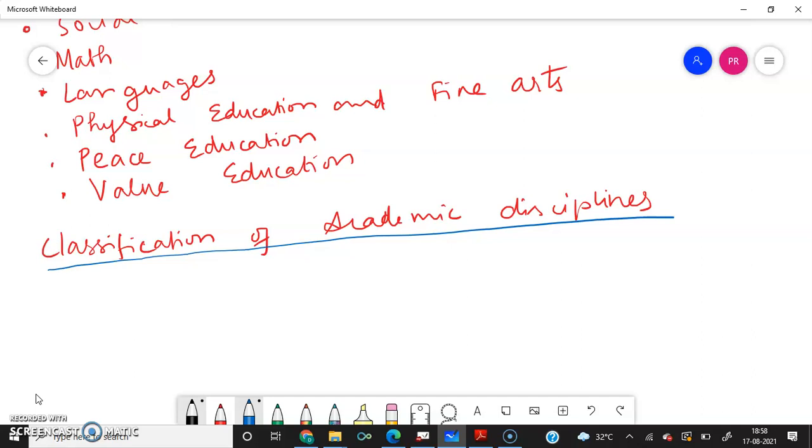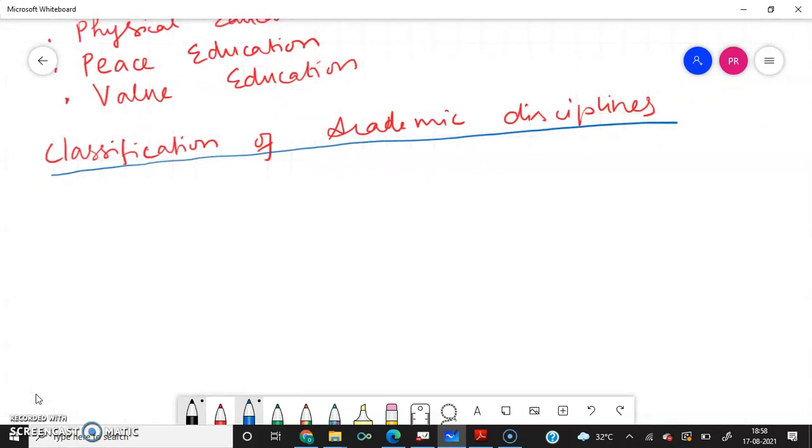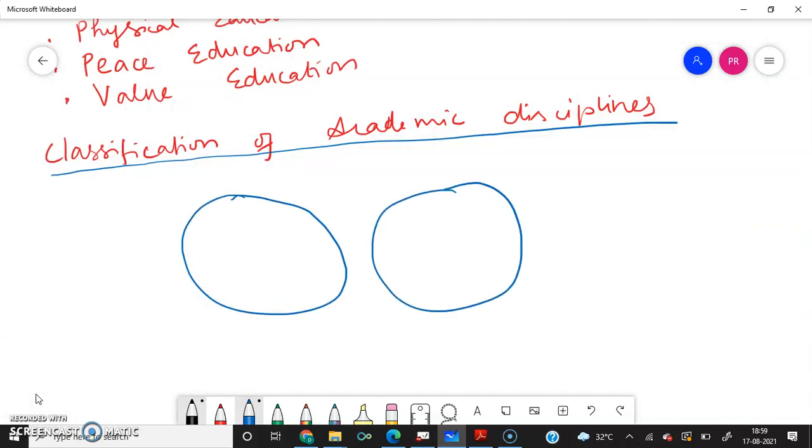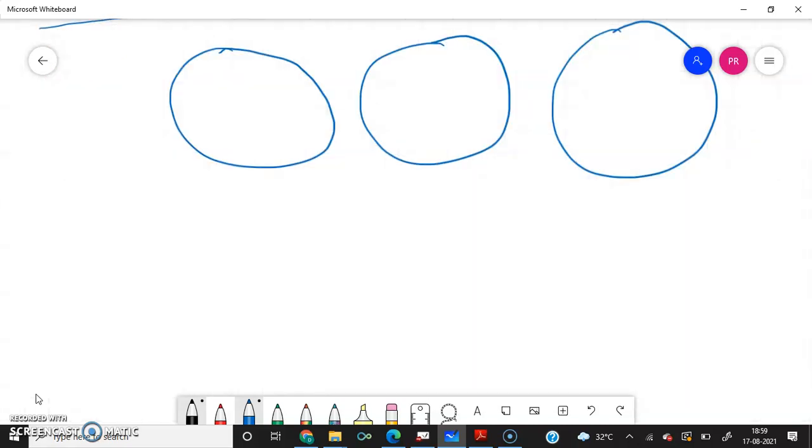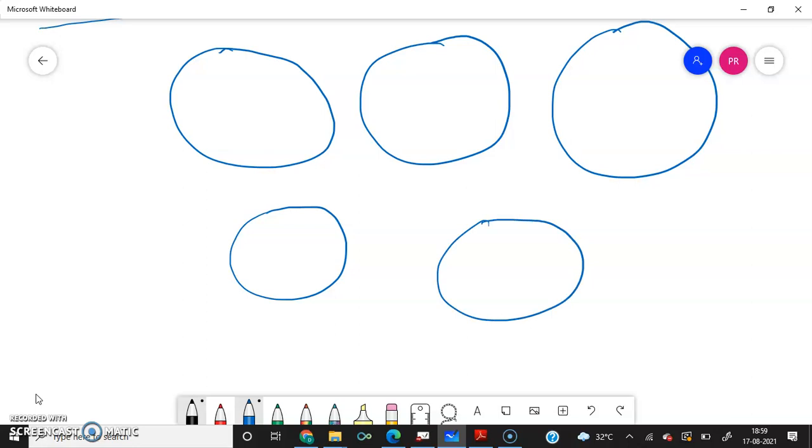I'll just write it down. We can call it fine arts. Some are classified as humanities. Some come under the social science. Some we can group under science, and some we can group under mathematics. Right? There can be 5 classifications. Broadly, we can classify into 5. The first one is fine arts.